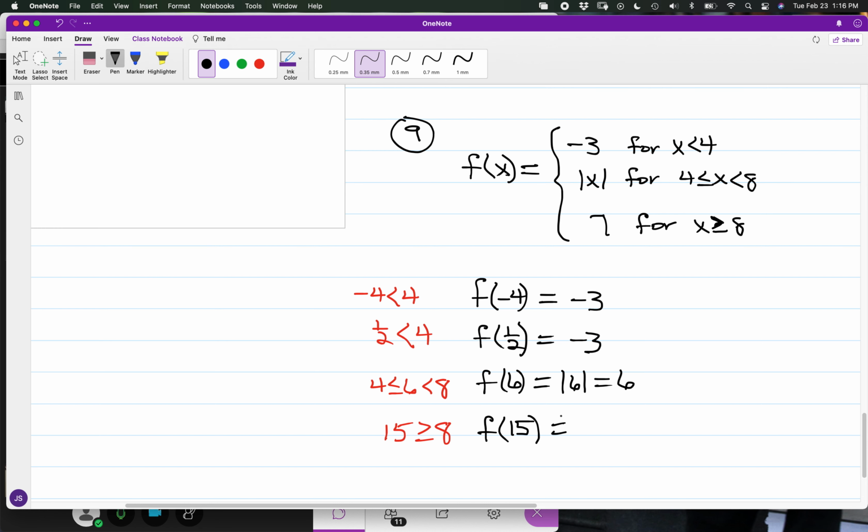And as for f of 15, 15 is greater than or equal to 8, so the last inequality applies. And so the last part of the function is going to apply, where f of x, if x is greater than or equal to 8, comes out to 7. So those will be our respective values in this case.